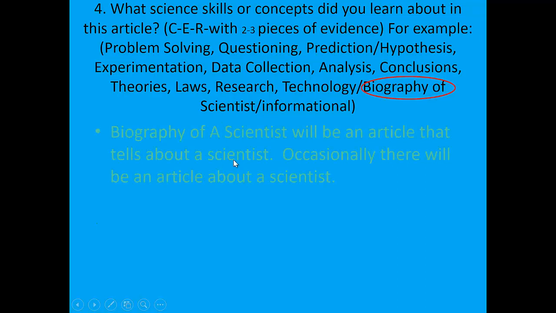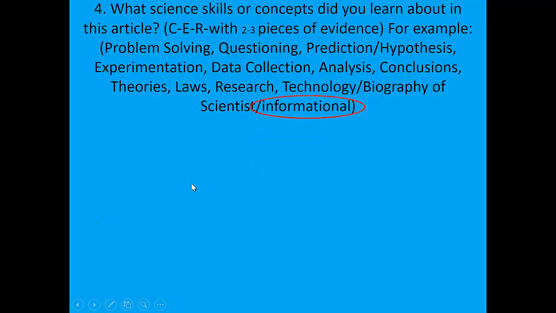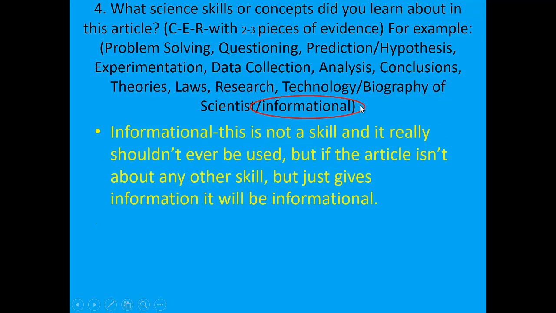Biography of a scientist. Biography of a scientist will be an article that tells about a scientist. Occasionally there will be an article that's specifically about a scientist. For instance, a few years back there was an article about Jane Goodall. Jane Goodall is the scientist who works with gorillas, and it talked a lot about how she came to do that. There might be some historical biography of a scientist like Gregor Mendel or Newton or Darwin, and so those would be biographies of scientists.